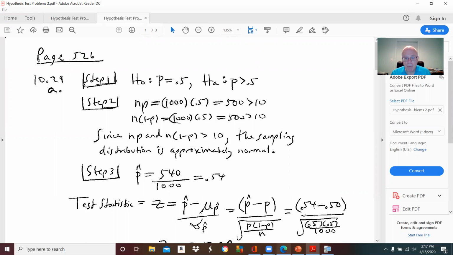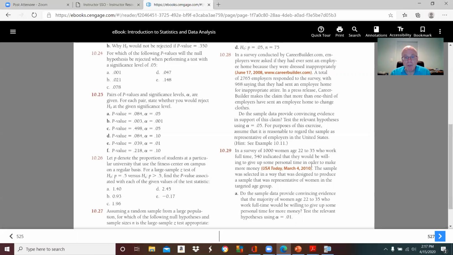So let's go back to the problem, number 29. We have a survey of 1,000 women, ages 22 to 35, who work full-time. 540 indicate that they would be willing to give up some personal time in order to make more money. The sample was selected in a way that was designed to produce a sample that was representative of women in this targeted age group. Okay. A, do the sample data provide convincing evidence that the majority of women aged 22 to 35 who work full-time would be willing to give up some personal time for more money?